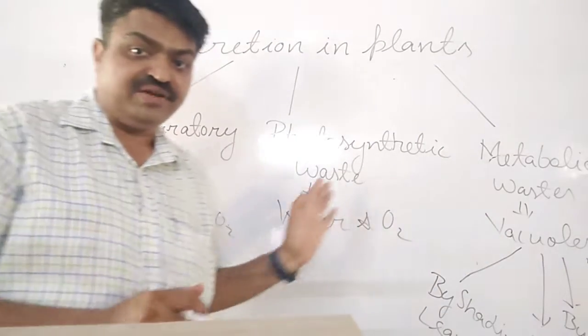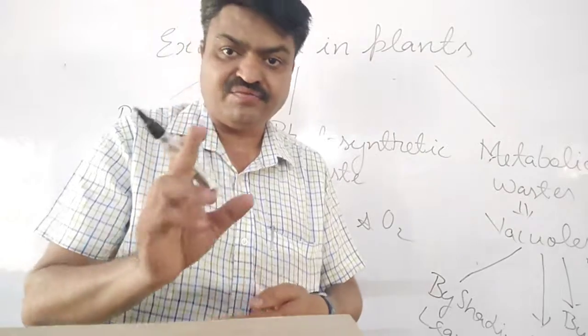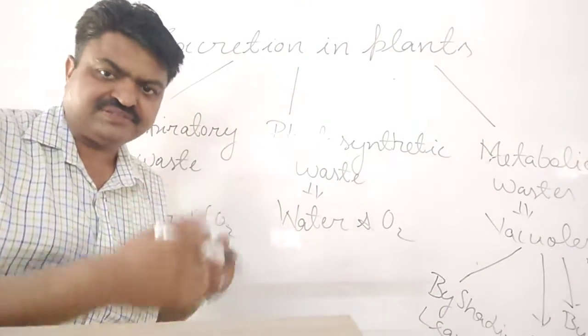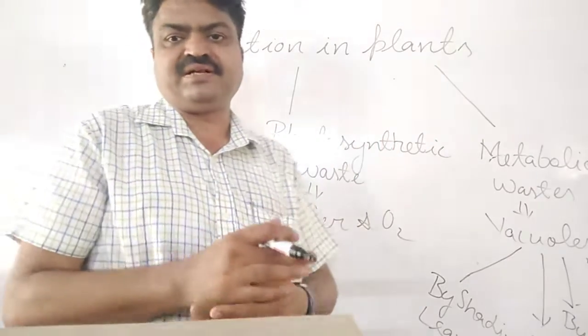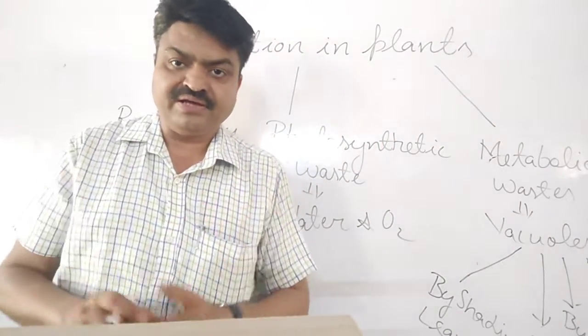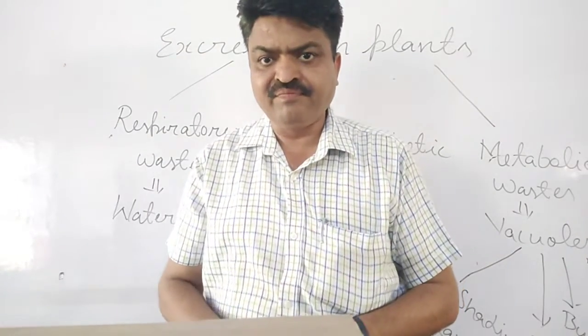So these are the ways, students, by which plants get rid of the waste. And this getting rid of the waste is known as excretion. So plants also have excretion like us. Now this important topic you will try to note down in your notebook.